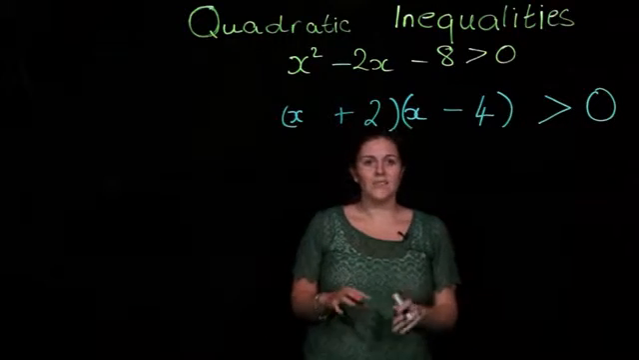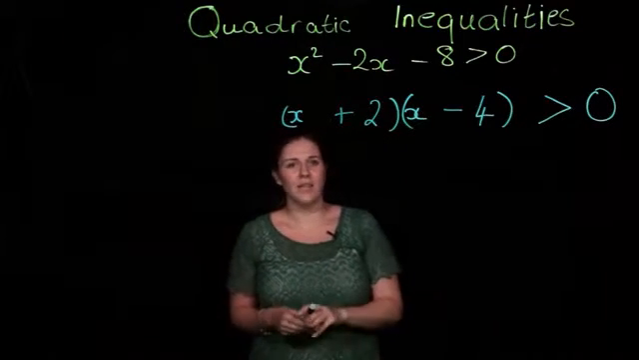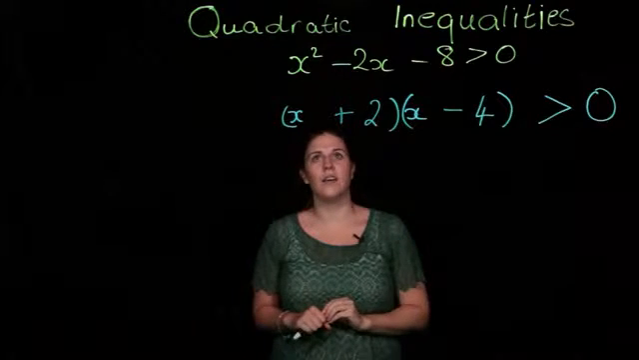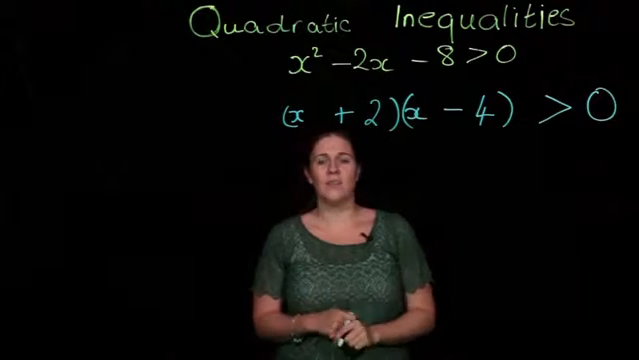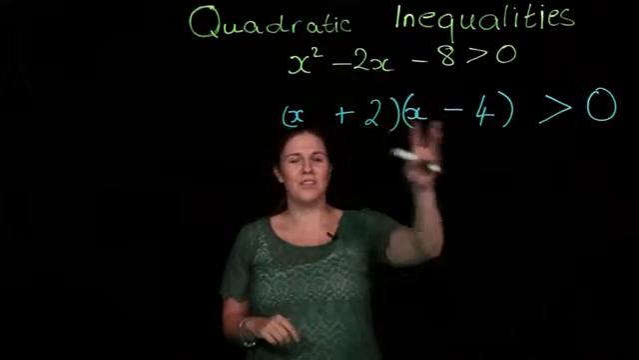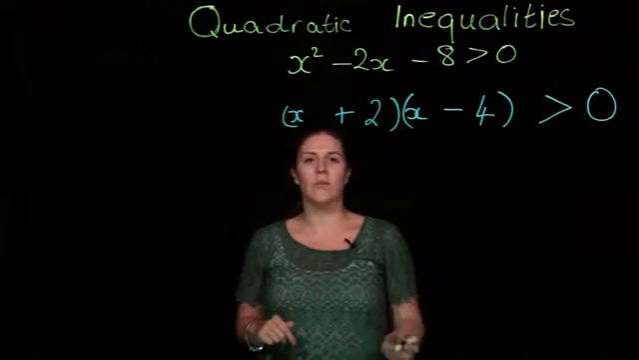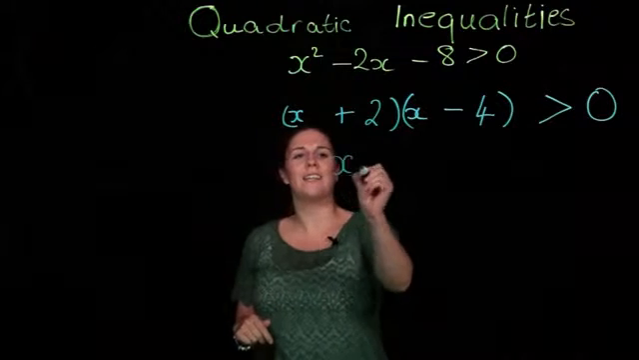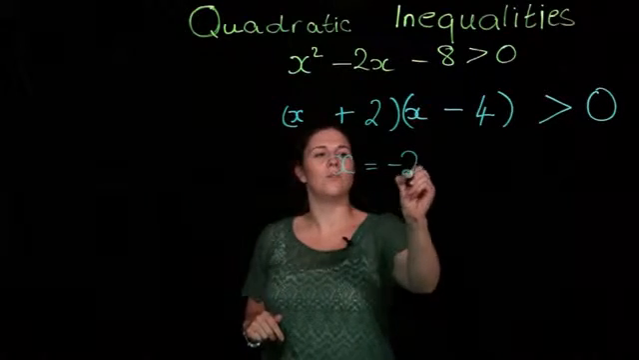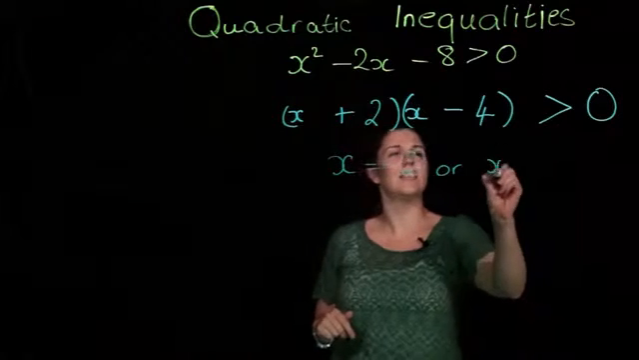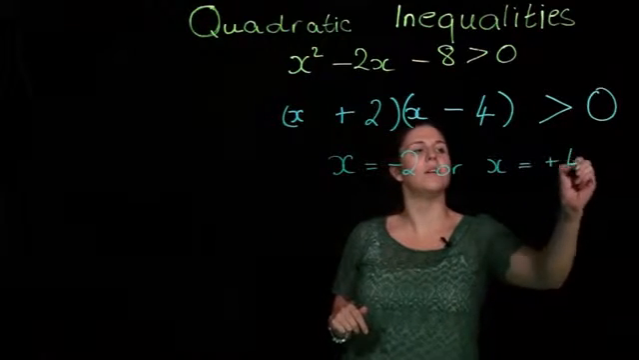When we get this far, there's actually 3 methods to solving this inequality. For each of these 3 methods, we will need a solution as if this was a quadratic equation. So for here, x is equal to minus 2 or x is equal to plus 4.